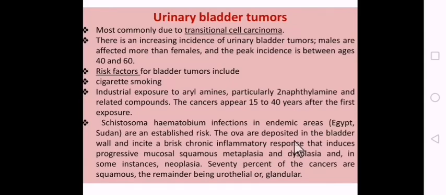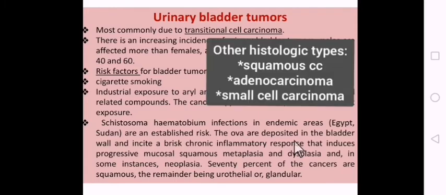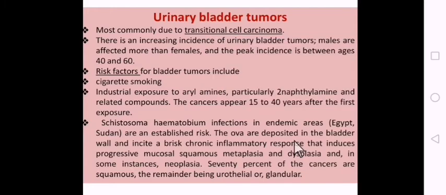نجي للموضوع المهم هو urinary bladder tumors. Most commonly due to transitional cell carcinoma. أكيد لأن الابيثيليوم اللي عندي هو transitional cell. There is an increasing incidence of urinary bladder tumors. Males are affected more than females. The peak incidence is between the ages of 40 to 60.